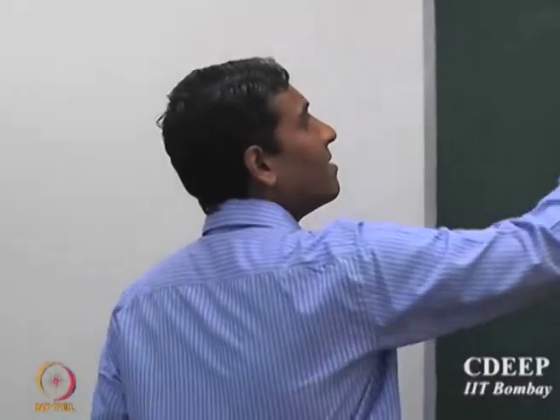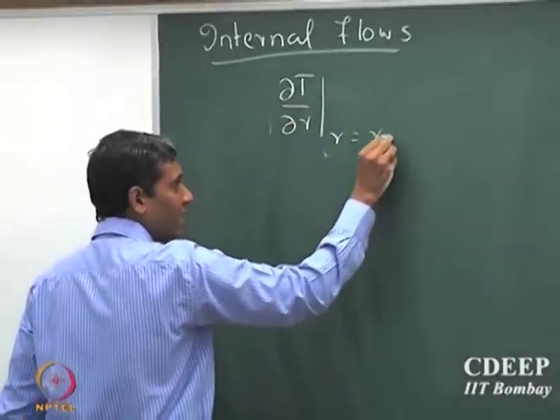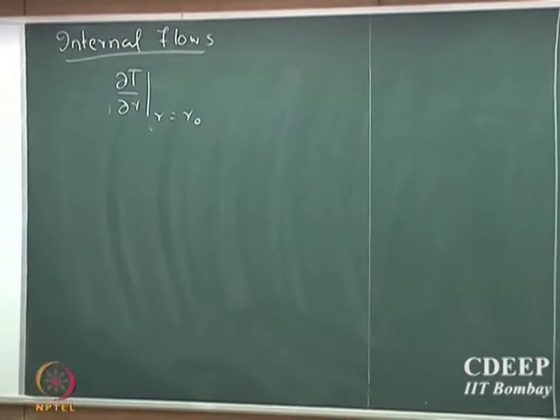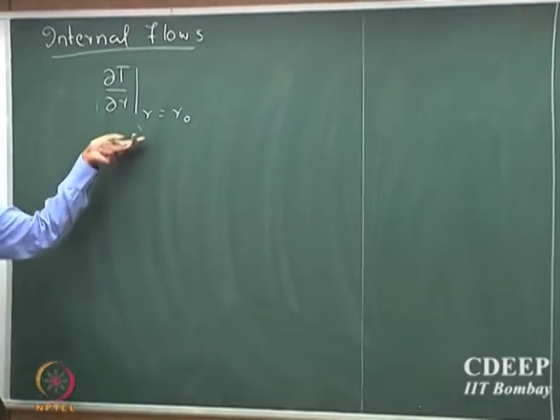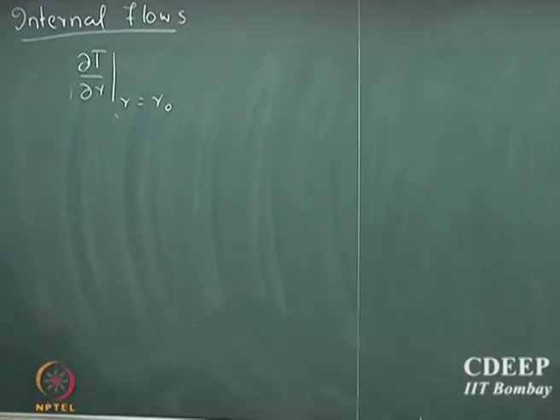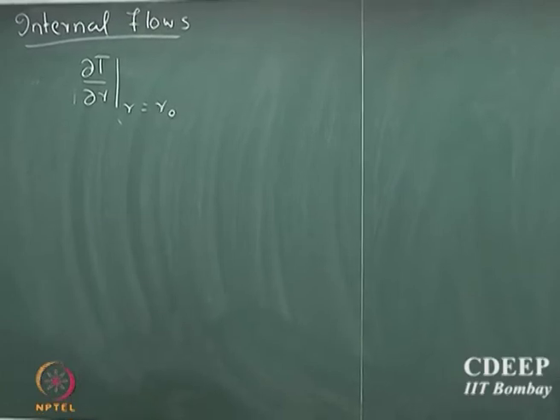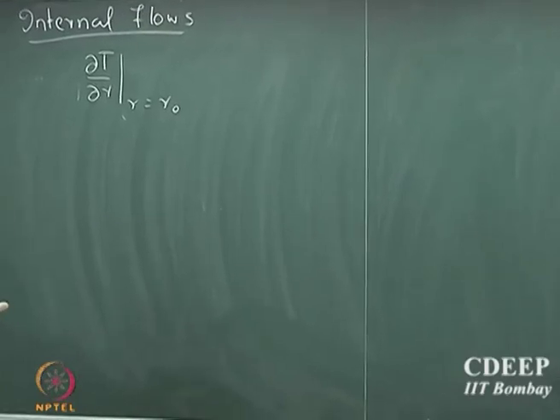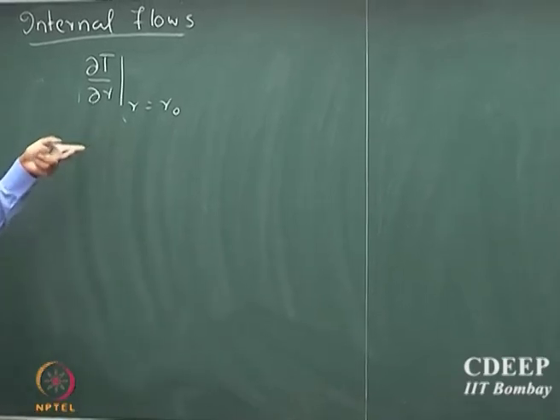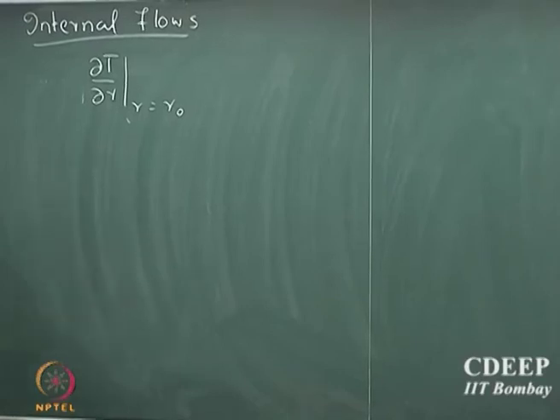We need to find dT/dr at r equal to r naught, right. That is what tells you the heat transport coefficient. In order to find this, we need to solve the model equations. All we have done so far is look at the properties and insights that we can get without solving the equations. Now we are going to solve the actual equation and find the actual heat transport coefficient value.